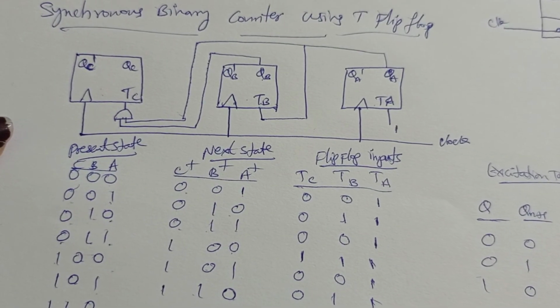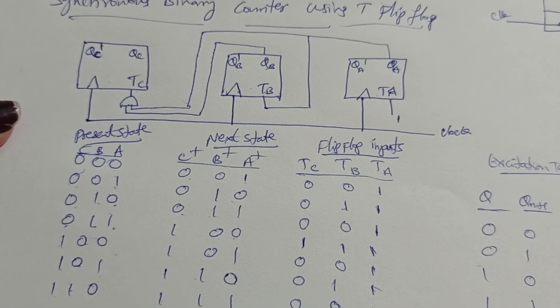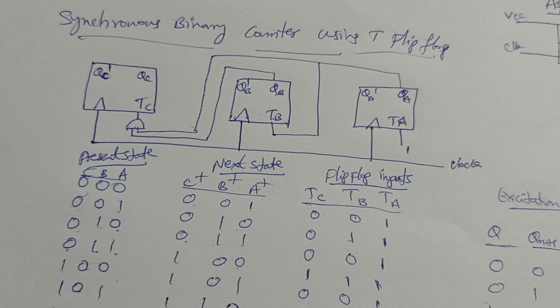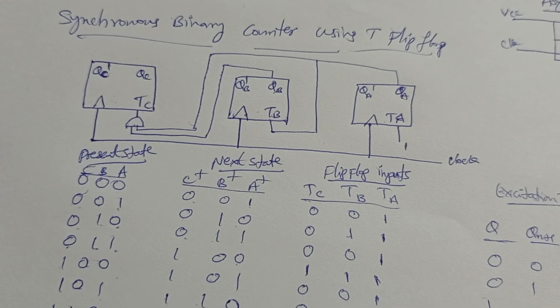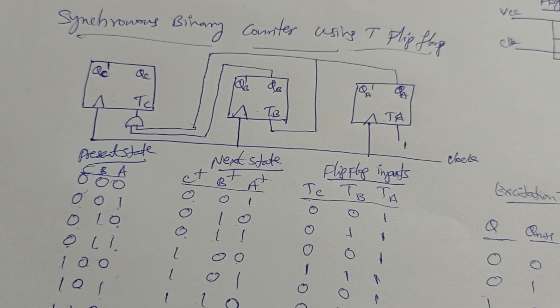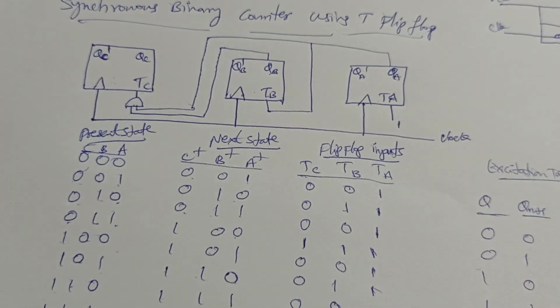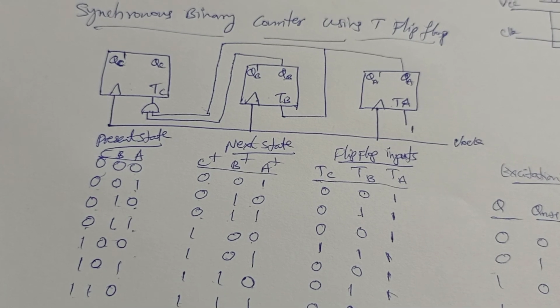This is how to design the synchronous counter using T flip-flop. Likewise, we can design using D flip-flop, SR flip-flop or JK flip-flop, because we have already seen the excitation tables for all the flip-flops: JK, SR, T and D flip-flop. This is how to design the synchronous binary counter using T flip-flop.